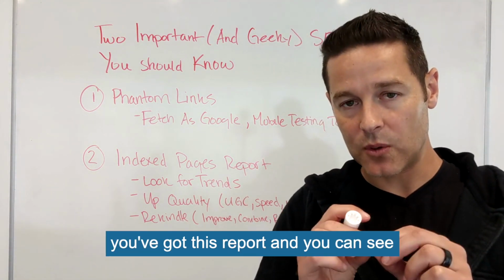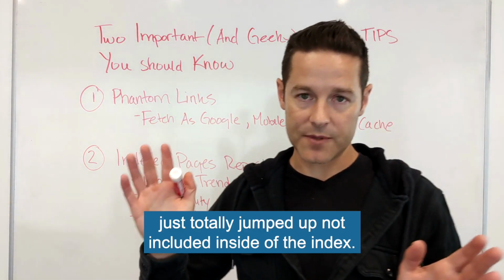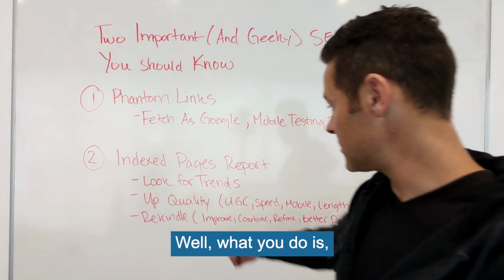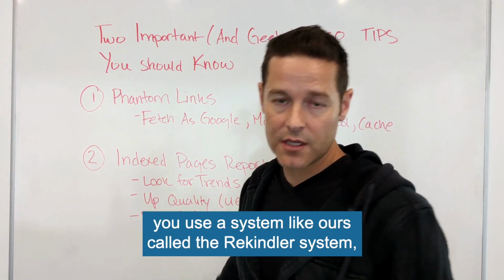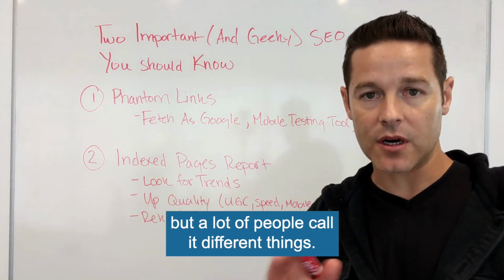You've got this report, and you can see that the amount of pages not indexed just totally jumped up, not included inside of the index. Google knows about them, but they're not including them. Well, what you do is you use a system like ours called the Rekindler system. That's what we've called it, but a lot of people call it different things.